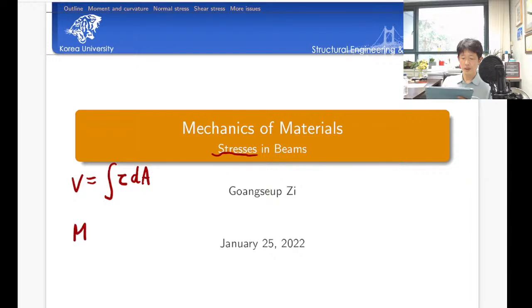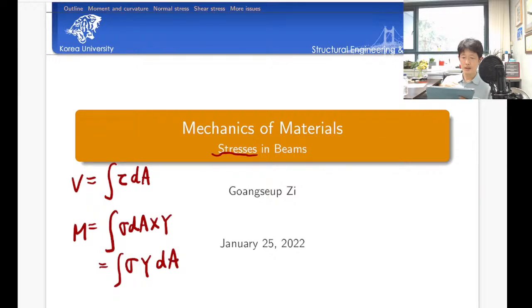And then bending moment is the integration of the contribution of the normal stress to the bending moment. So we need to calculate small forces, normal stress times dA, and then it should be multiplied by the arm length, okay? Then it's gonna be the stress times the distance from the neutral axis, and then its integration.